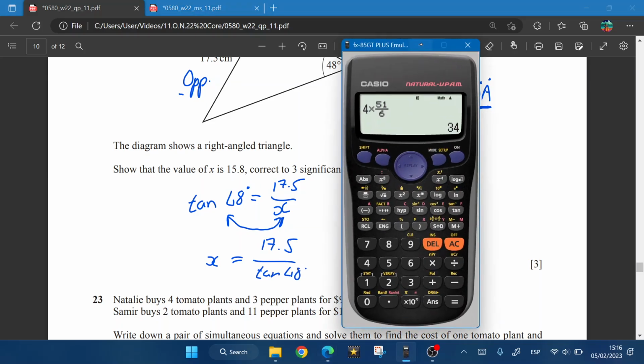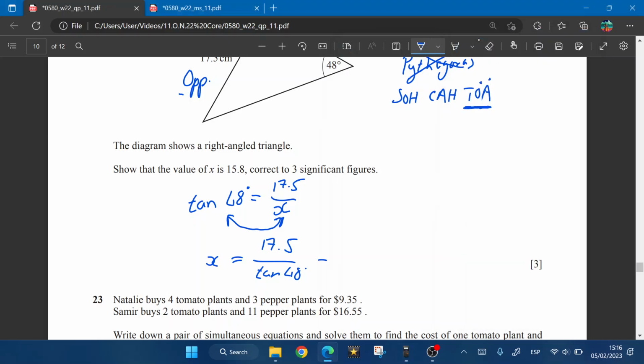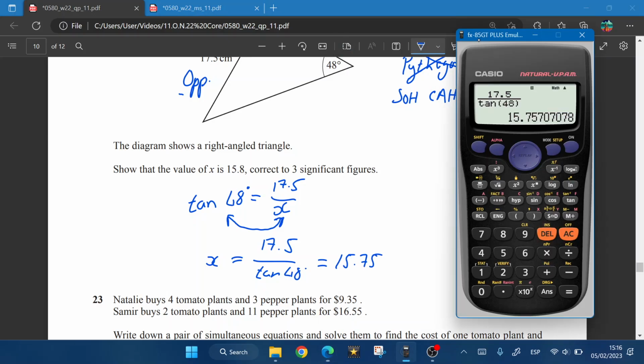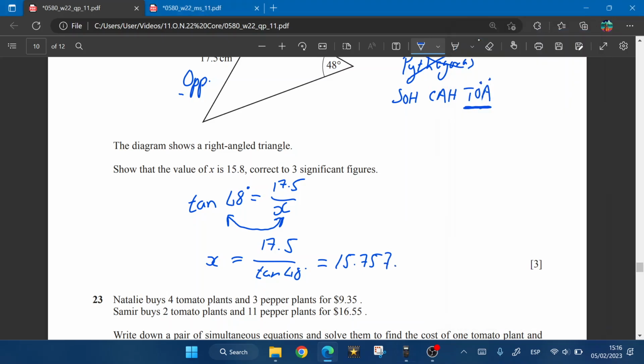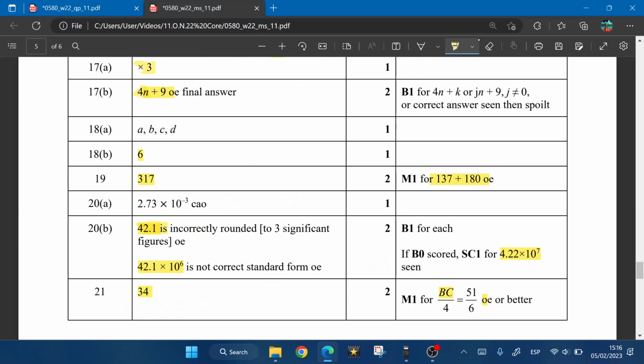So let's do that. And that would be 15.757, etc. Right? It tells us the value is 15.8. So you need to write everything down. The working out, the unrounded answer, and then you round it to 15.8. Okay, be thorough and clear on what you do.